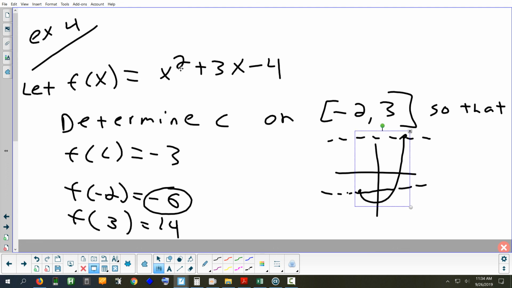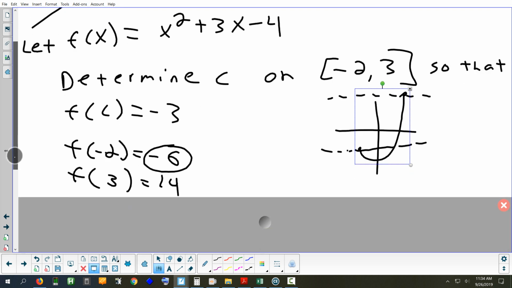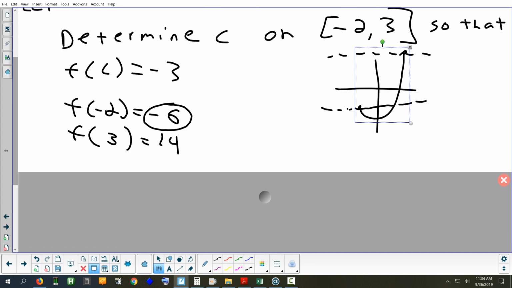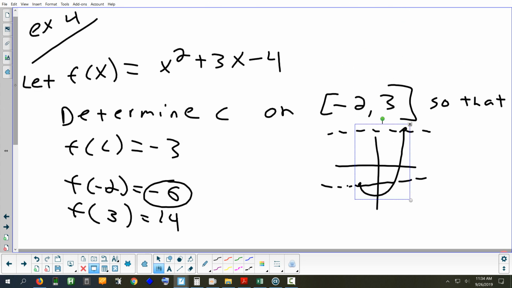But that doesn't really matter because we're just interested if it goes through which one? -3. And will it? Yes. At some point, it'll definitely go through -3. So now we can solve it. Is there any question on how you would solve that?